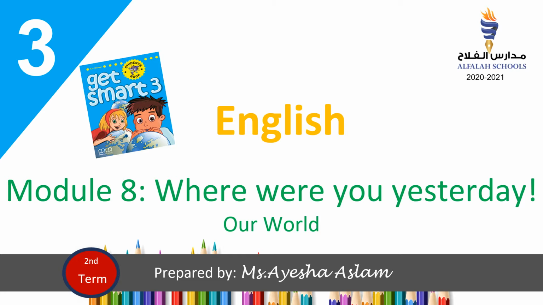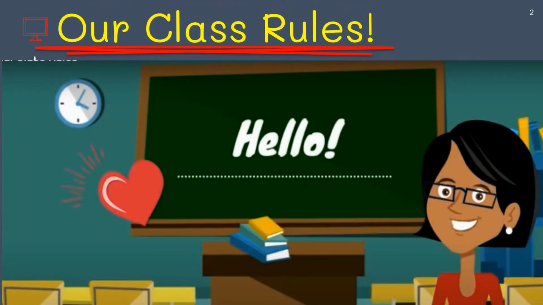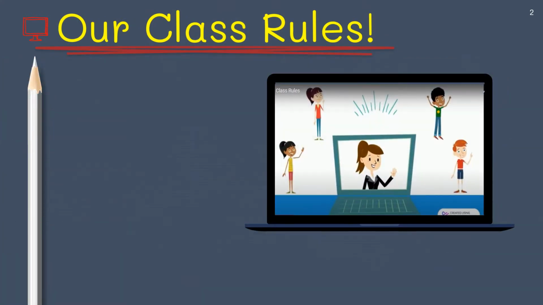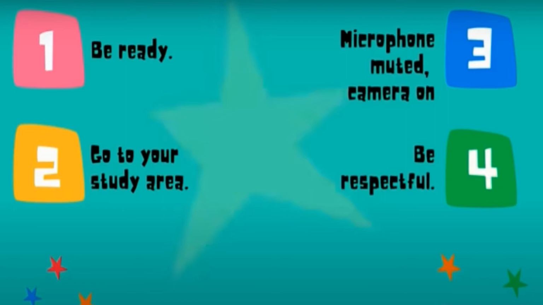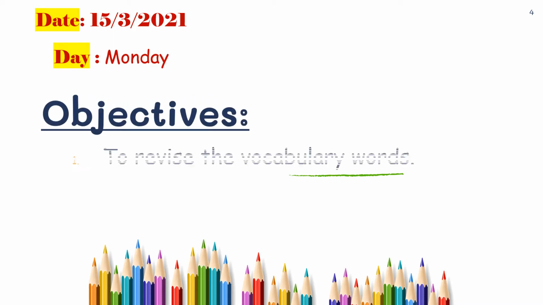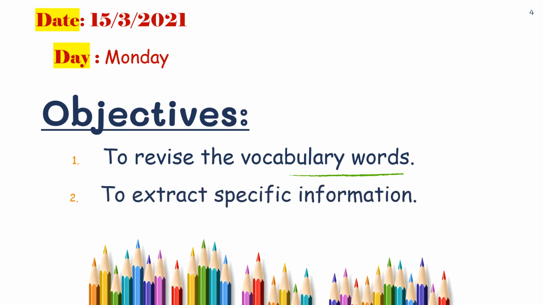Today's lesson will be from Module 8. Do you remember the name of the module? Yes, it is Where Were You Yesterday? Our lesson will be from Our World. Today is 15th March 2021 and the day is Monday. Our objectives for today's lesson are to revise the vocabulary words and then to extract specific information.